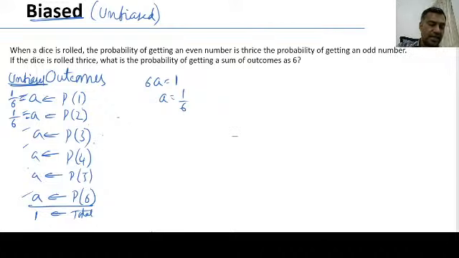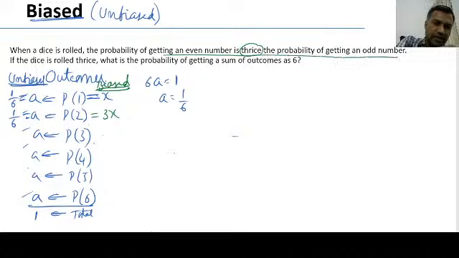Why did I write A and show that? Just to illustrate how you get it. Now take a look at this. Let me call the probability of getting 1 equal to X, just like the way I used A. This time it is biased. I'm talking about the biased dice. On the biased dice, the probability of getting 1 is X. What is the probability of getting 2? 3X. Who said? The author said: the probability of getting an even number is thrice the probability of getting an odd number.